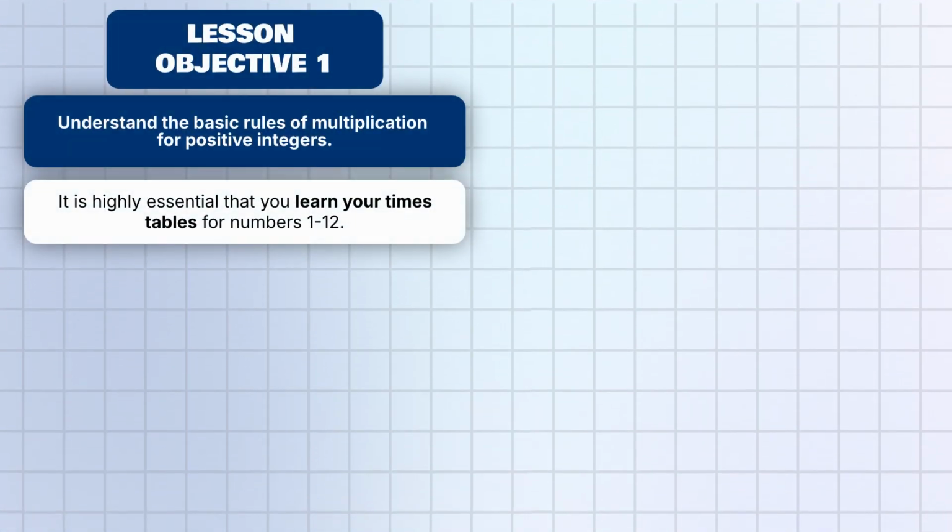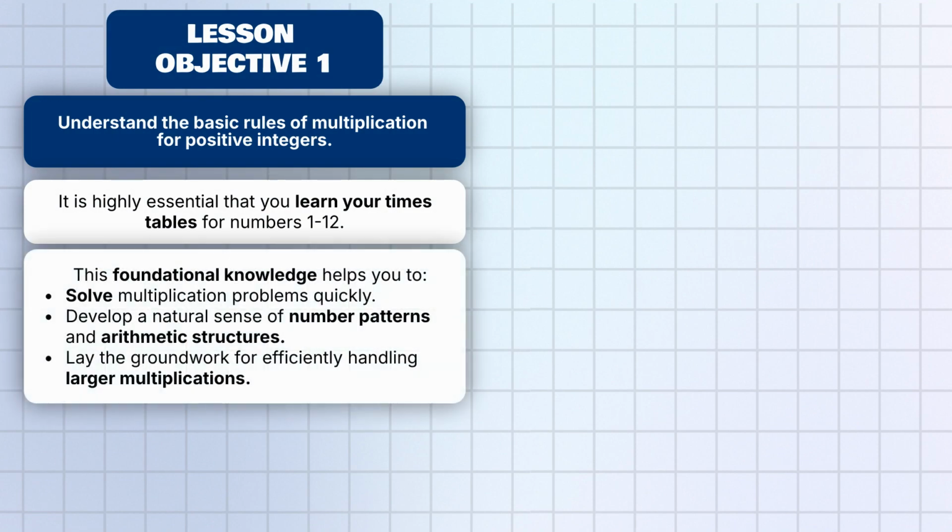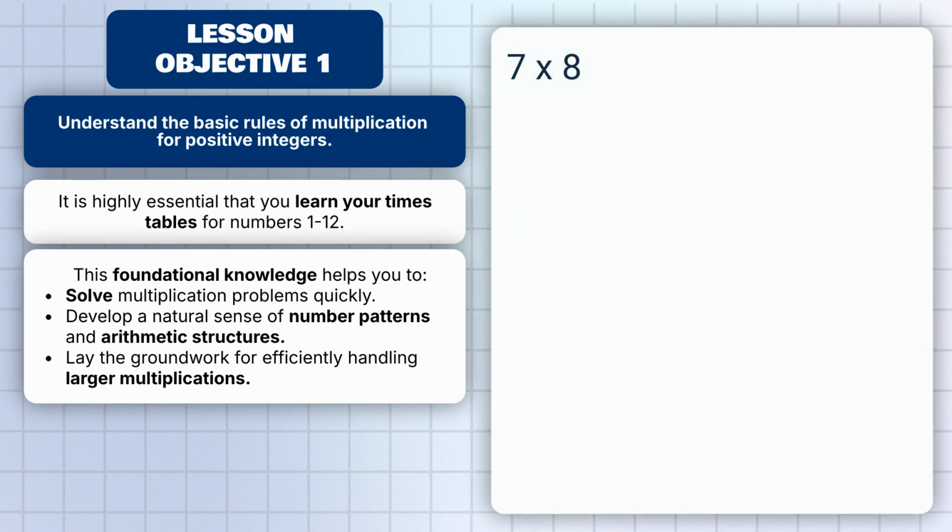It is highly essential that you learn your times tables for numbers between 1 and 12. This foundational knowledge helps you to solve multiplication problems quickly, develop a natural sense of number patterns and arithmetic structures, and lay the groundwork for efficiently handling larger multiplications. For instance, knowing that 7 multiplied by 8 is equal to 56 can save you substantial time and mental effort.